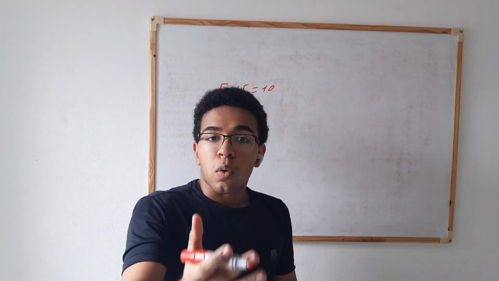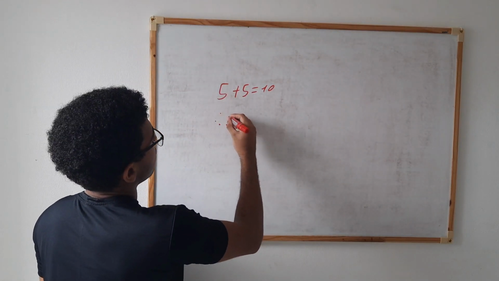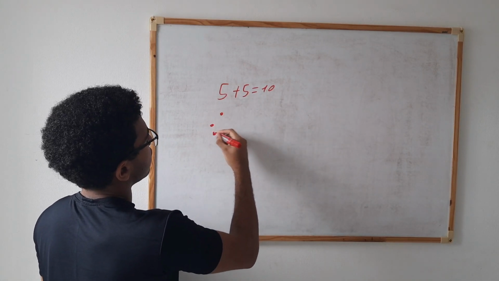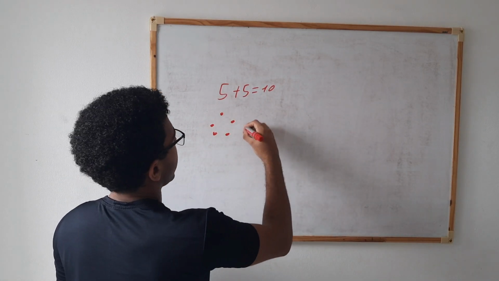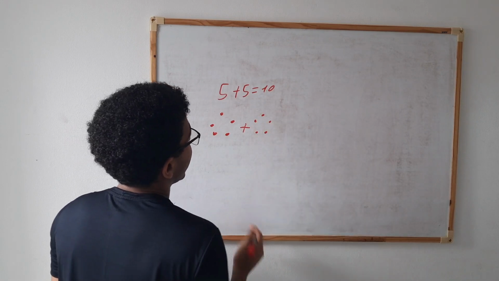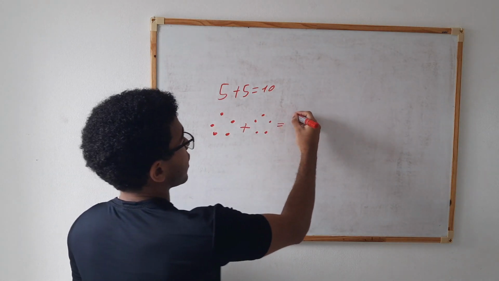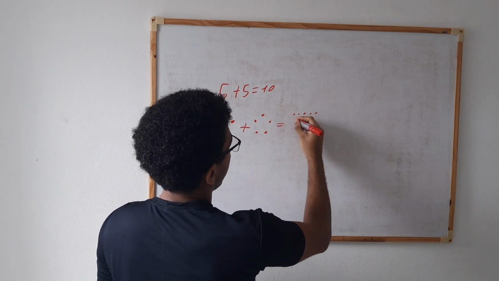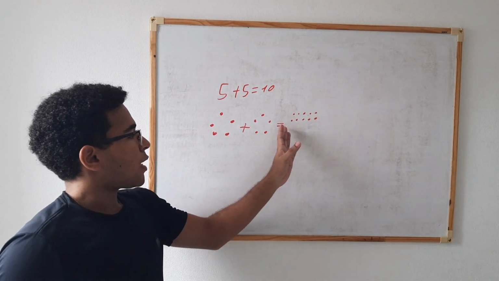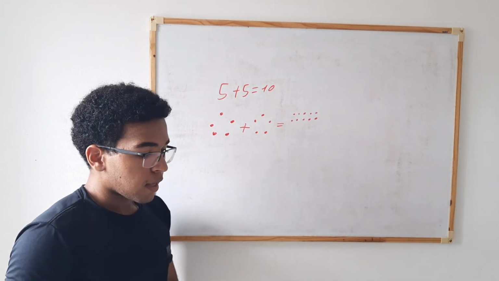A visual way to understand how this works is if I have 5 points and I want to have 5 more points, if I count those points, I will see that in total I actually have 10 points. Okay, they're arranged in a different way, but there are 10 points here.